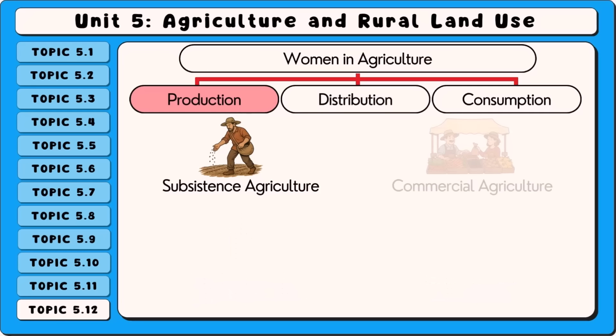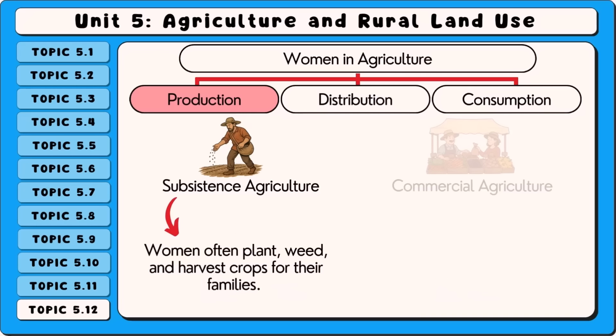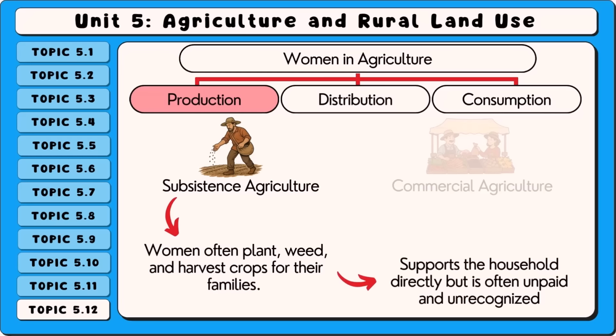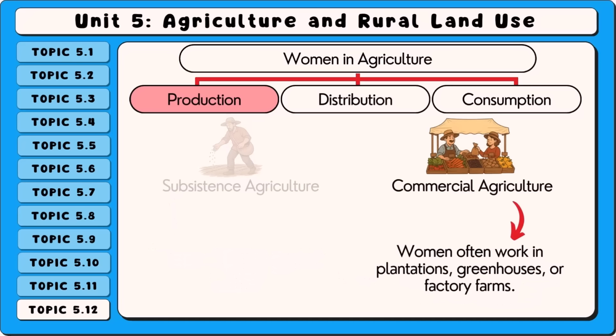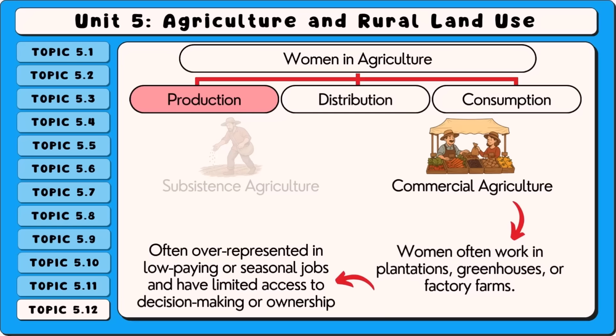In subsistence agriculture in regions like sub-Saharan Africa and South Asia, women often plant, weed, and harvest crops for their families. Their work supports the household directly, but is often unpaid and unrecognized. In commercial agriculture, women work in plantations, greenhouses, or factory farms. However, they are often overrepresented in low-paying or seasonal jobs and have limited access to decision-making or ownership.